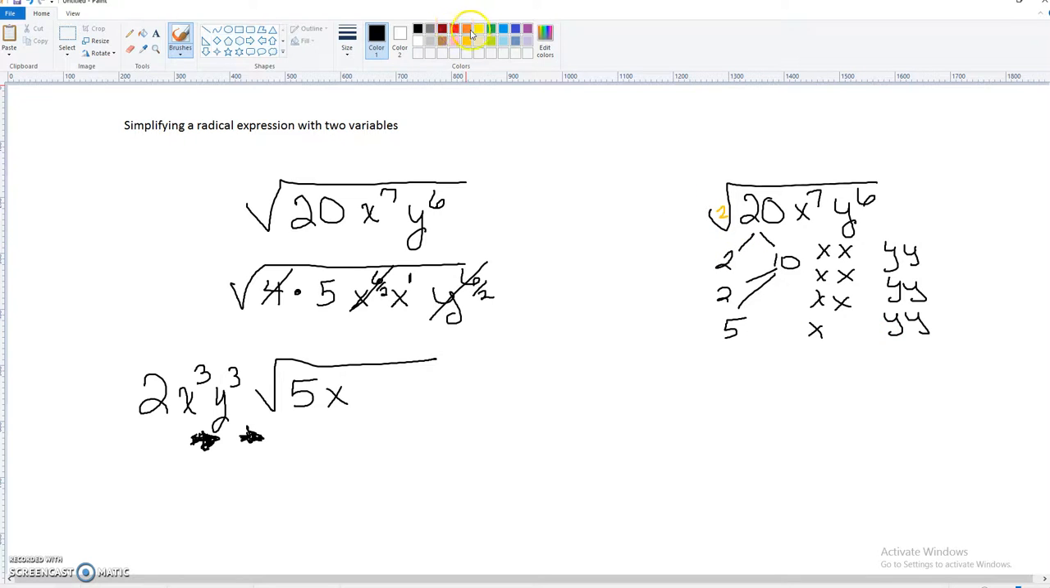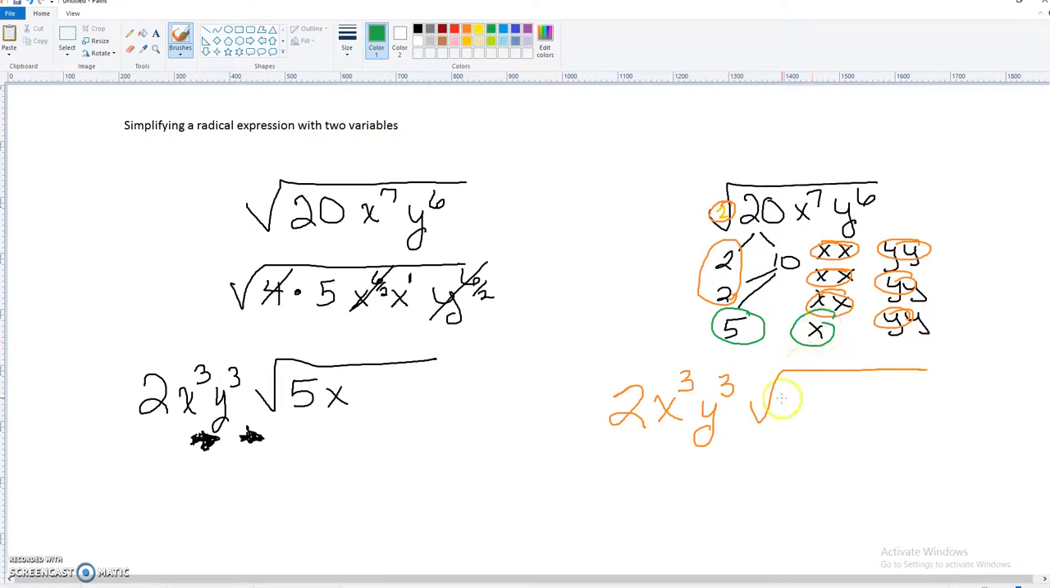Okay, so when we're taking stuff out, ultimately we're doing it by the root. So basically for every group of 2, we're taking 1 out. So here's a group of 2 2's, which means we take 1 2 out. We've got 1, 2, 3 groups of x's that come out. We've got 1, 2, 3 groups of y's. Put a radical, and what's left, as you can see, is the 5 and the x.